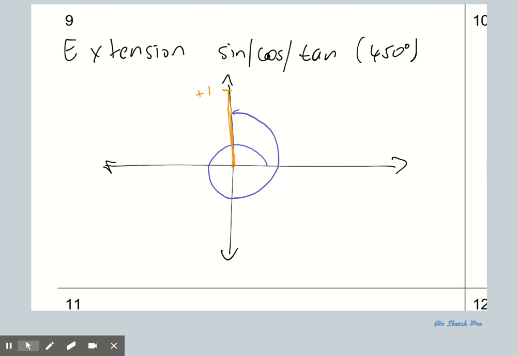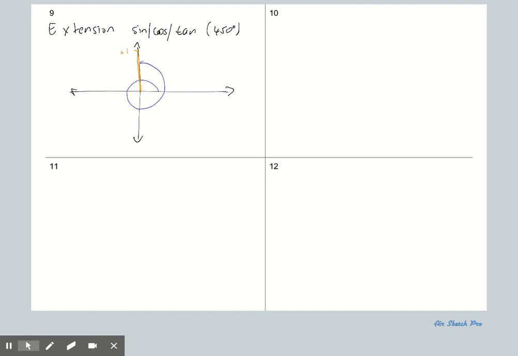And so the rest is just a matter of going, okay, cool. I know what the coordinates are, match them up. So I'll have the sine of 450 degrees equaling one. The cosine of 450 degrees is equal to zero. The tan of 450 degrees is equal to undefined.